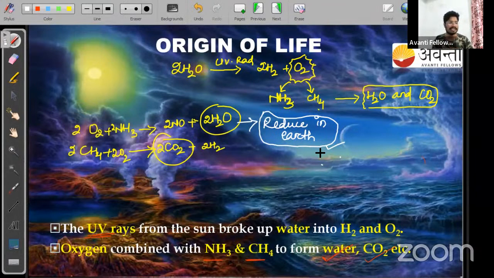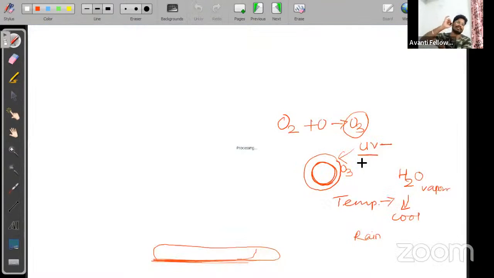O2 reacted with NH3 and CH4 and formed water molecule and carbon dioxide. Water molecule reduces the temperature on the earth surface. It reduced the temperature, a cooling environment came, and then the cool environment formed. So this is all about the reaction that happens on the earth surface.